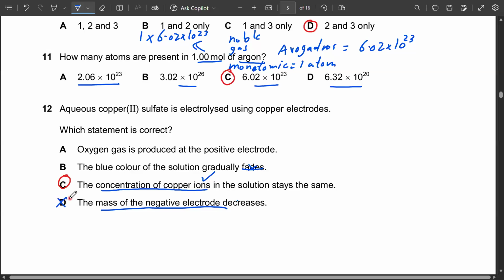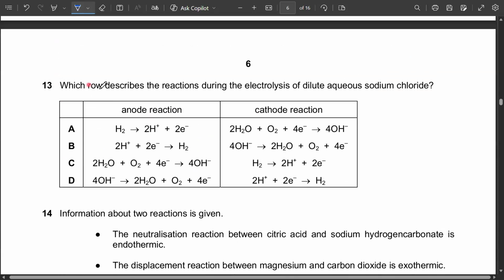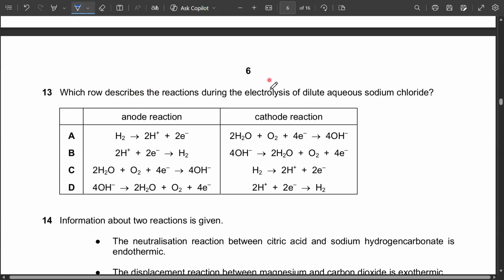So D is incorrect. Then question number 13. Which row describes the reactions during the electrolysis of the dilute aqueous sodium chloride?